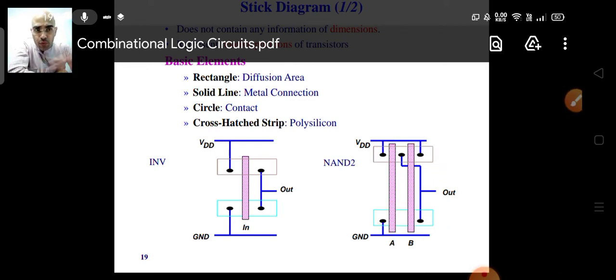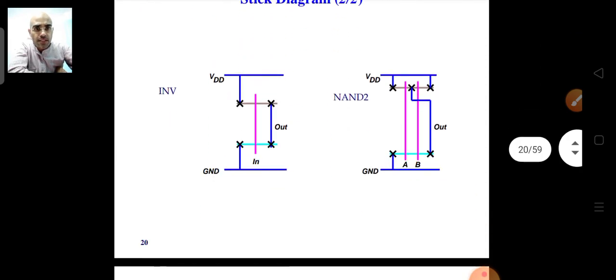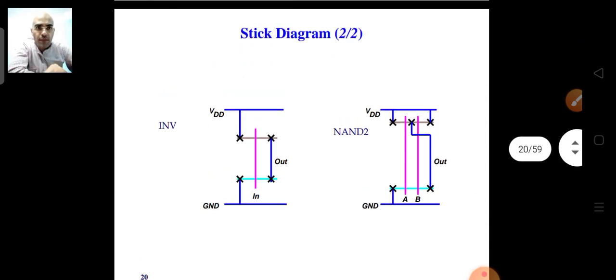Okay, and if you will follow it uniformly, it will be easy for us to understand the things. Okay, so now let's see, we want to draw the stick diagram for an inverter. I'll try to explain this inverter to you first of all, and then the stick diagram for the NAND gate.